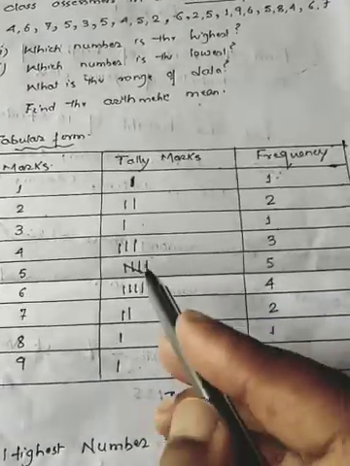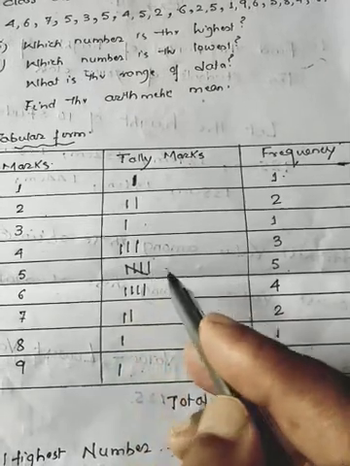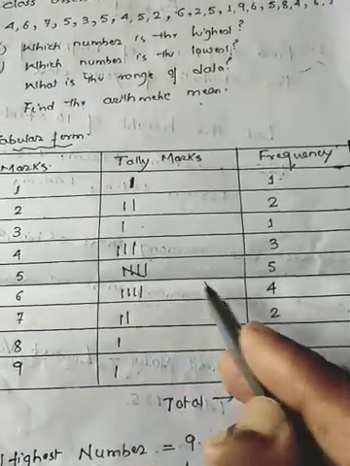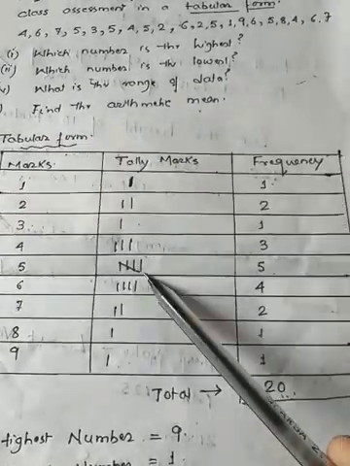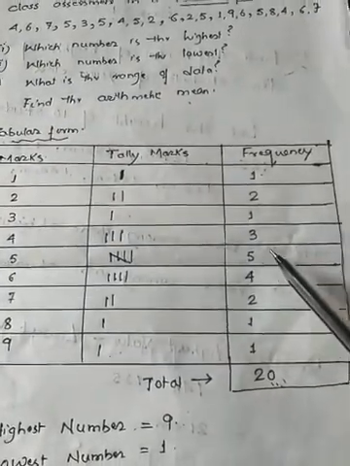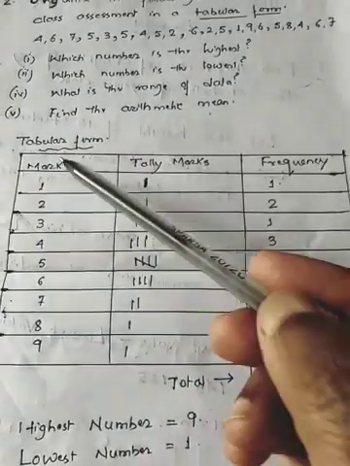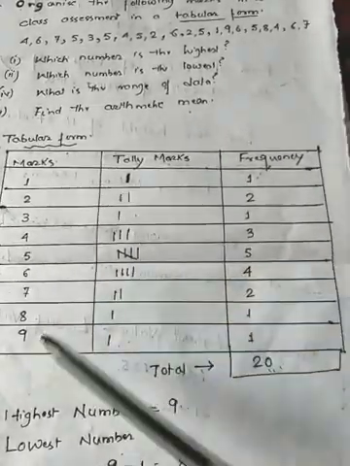If suppose there are 10, so 1, 2, 3, 4, 5, 1, 2, 3, 4, 5. This is how we write 10 under tally mark. And you know that in the frequency column, you just have to write the figures. So this is what exactly you have to do with all the numbers.